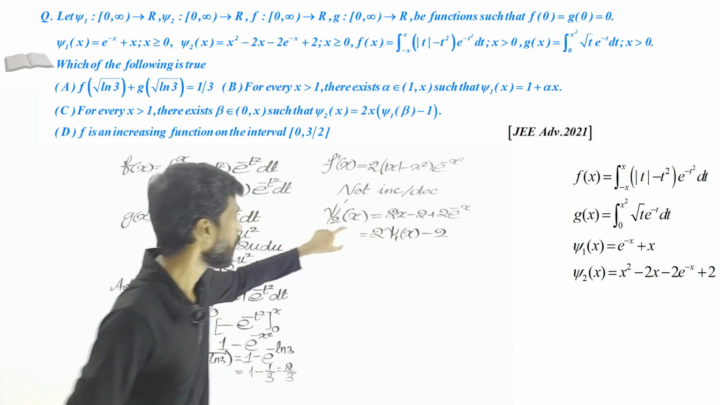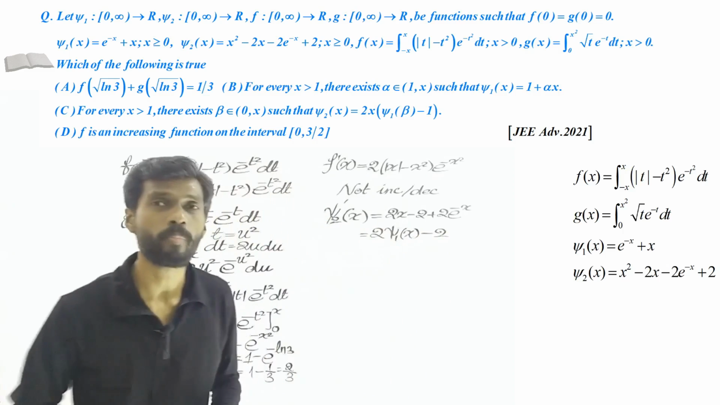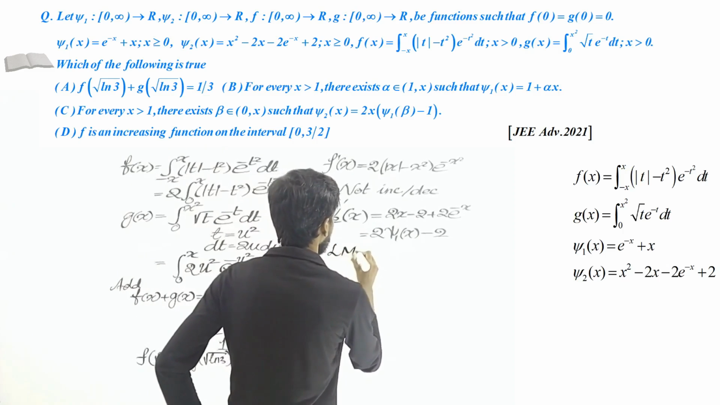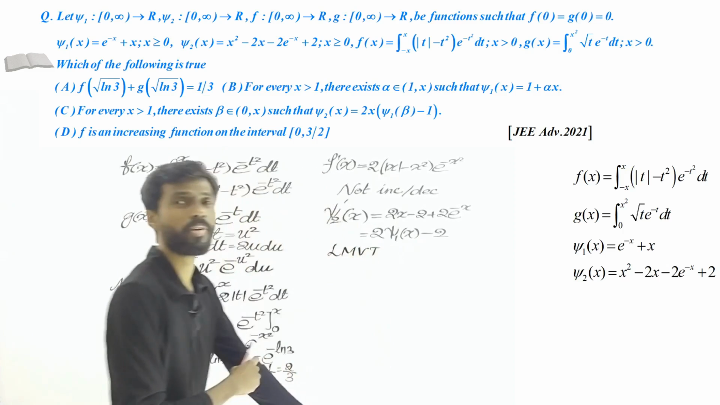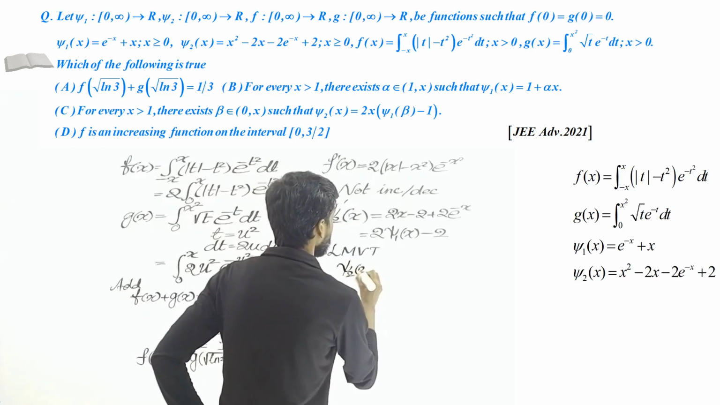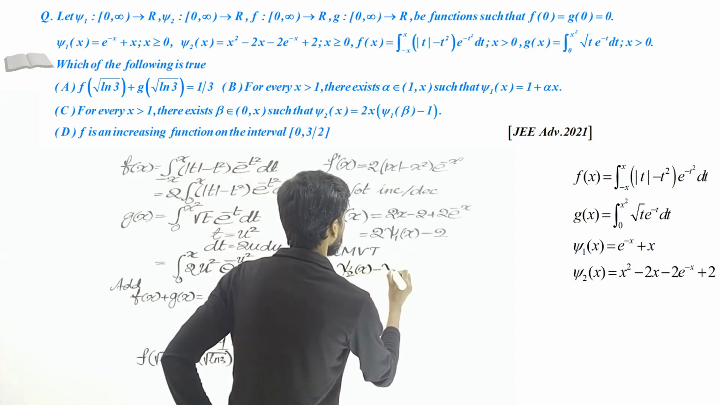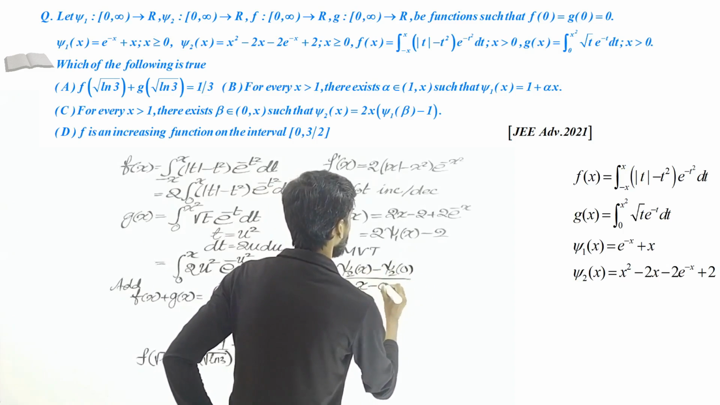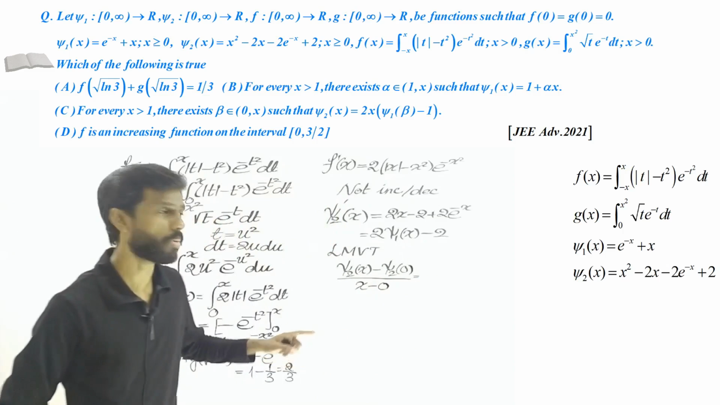The derivative of psi 2 is the same as 2 times psi 1 of x minus 2. Now what we are going to do is use Lagrange's mean value theorem for the function psi 2. What is Lagrange's mean value theorem? Taking psi 2 of x and 0, psi 2 of x minus psi 2 of 0 divided by x minus 0.